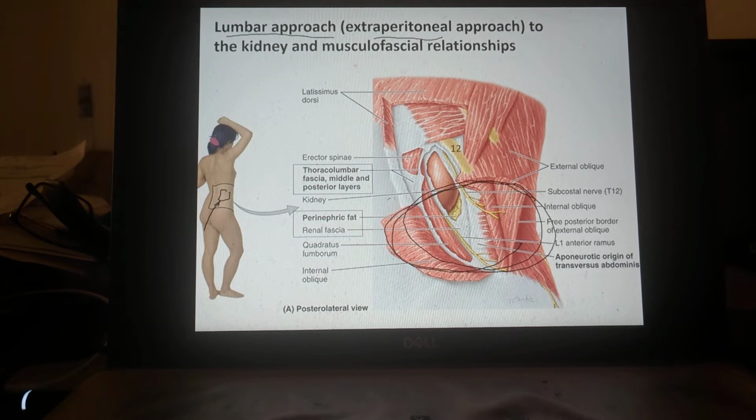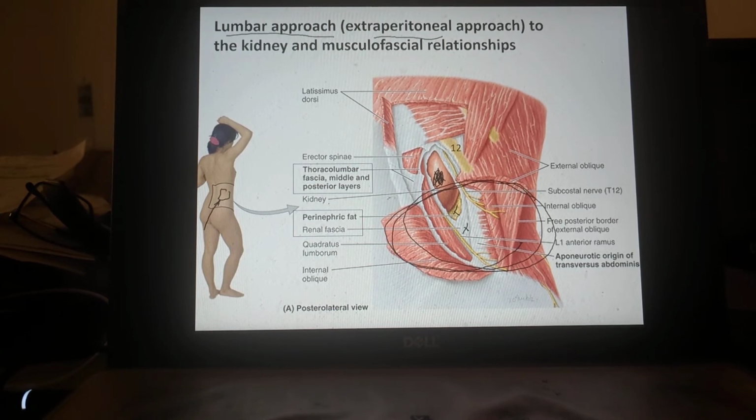Also, you have to cut or divide the renal fascia and the pre-renal fat, which covers the kidney from the backside or posteriorly, to access the kidney here. And this approach is used, for example, for removal of a large stone in the kidney. So that is the approach used for accessing the kidney from the backside or posterior side.